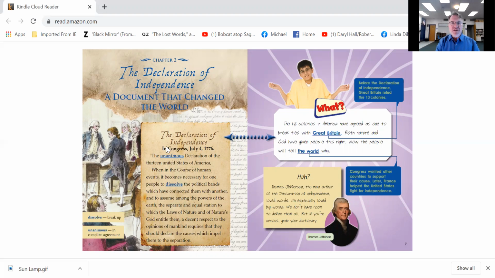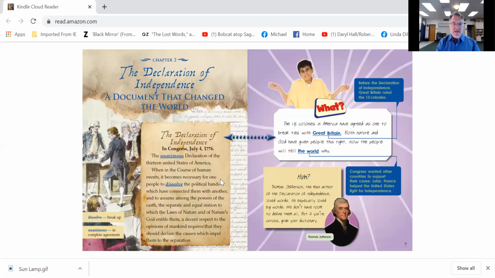The document that changed the world, the Declaration of Independence, July 4th, 1776, the unanimous declaration of the 13 United States of America. When in the course of human events it becomes necessary for one people to dissolve the political bands which have connected them with another, and to assume among the powers of the earth a separate and equal station to which the laws of nature and of nature's God entitle them, a decent respect to the opinions of mankind requires that they should declare the causes which impelled them to the separation.